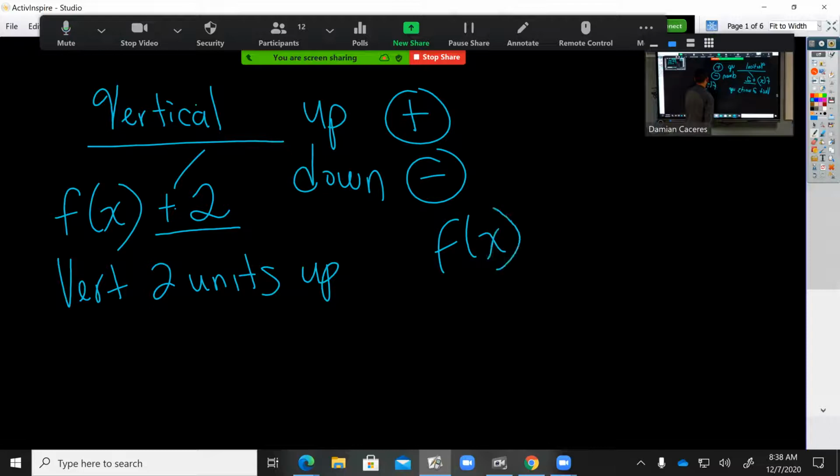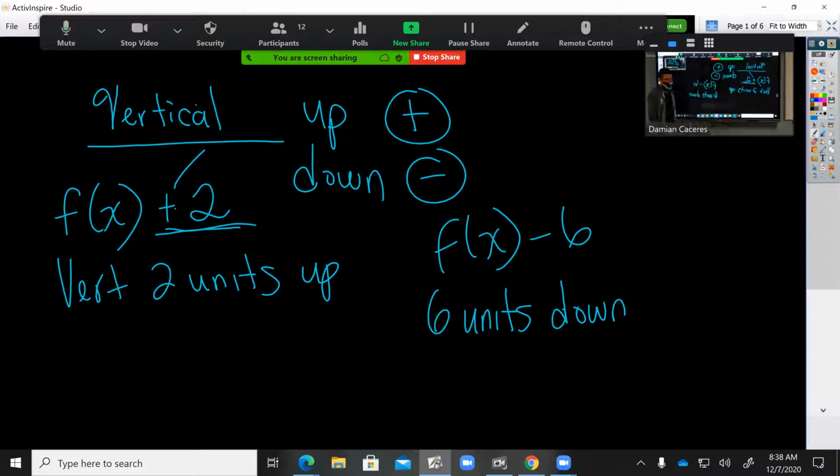So, what do you think f of x minus 6 is? How many units in what direction? 6 units down. Very good. That's it. This first rule is that simple. Whatever number's after the f of x tells you if it's up or down that many numbers, that many boxes. So far, so good? Copy it down.